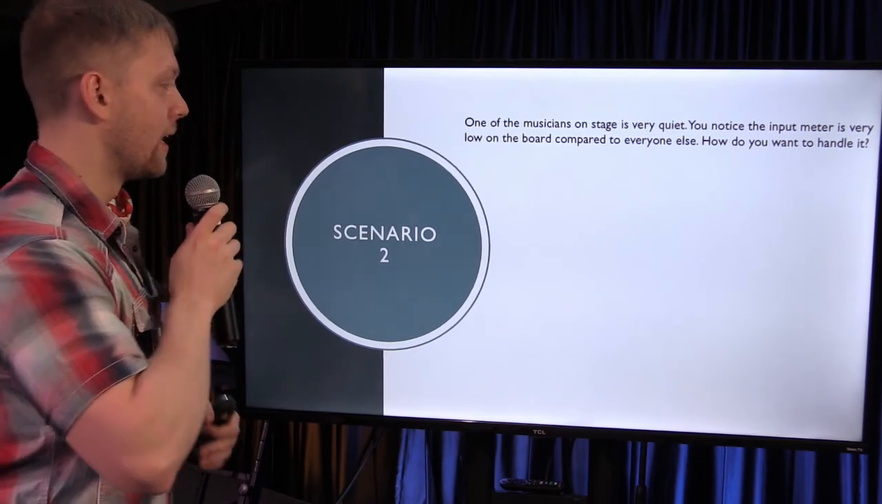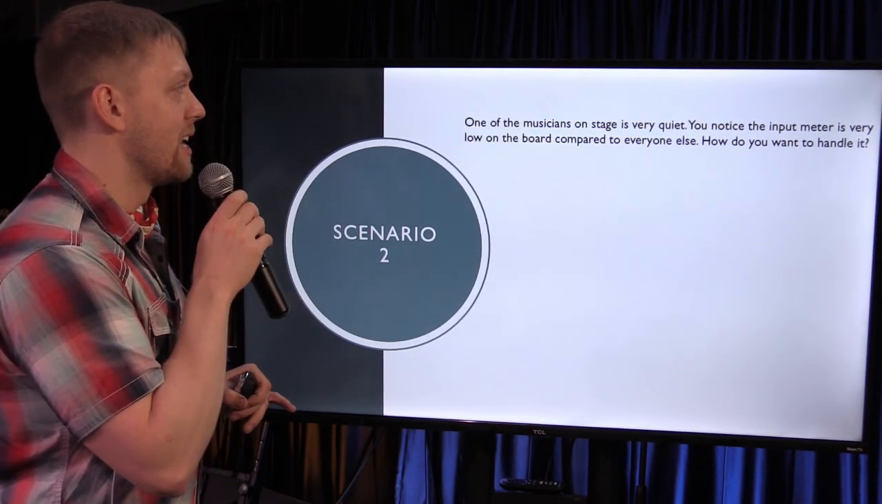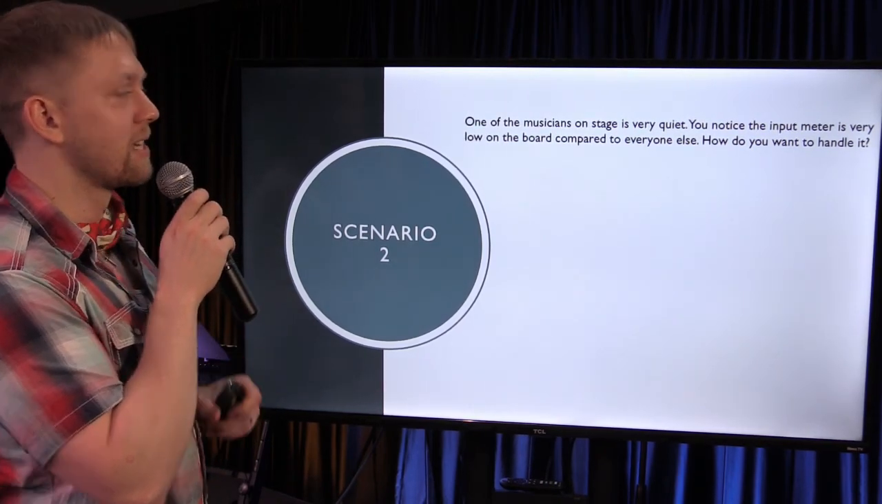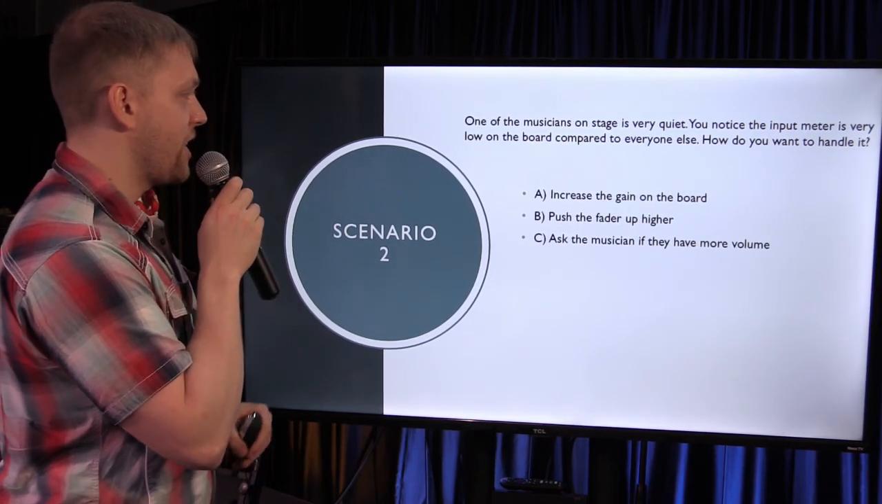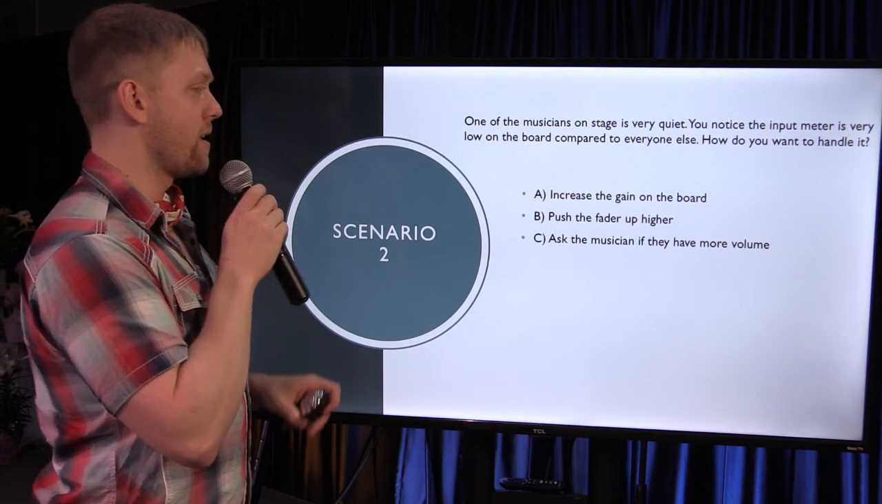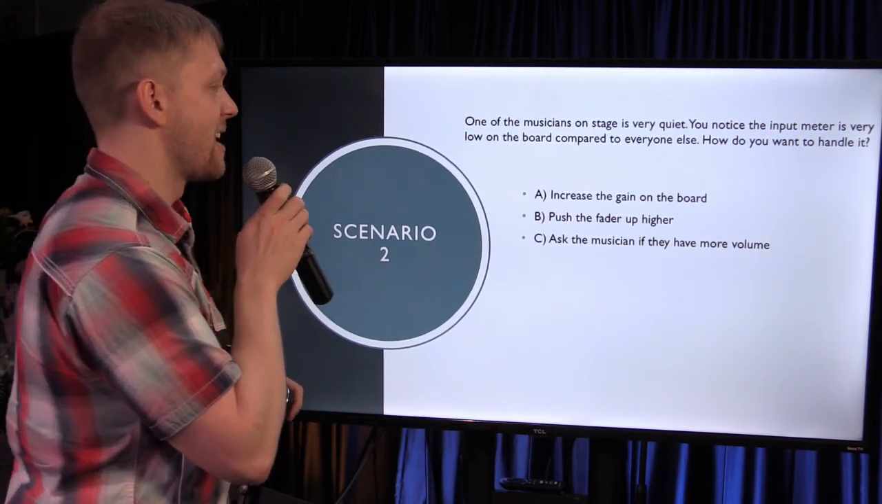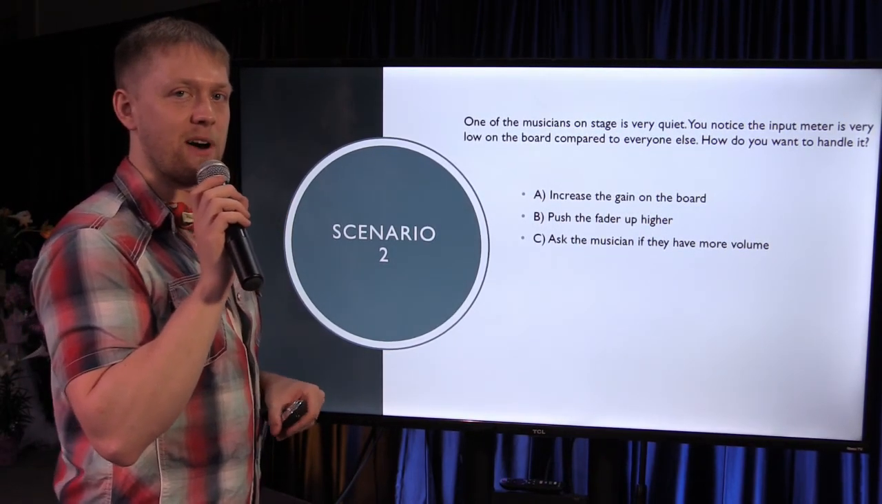All right. Scenario number 2. One of the musicians on stage is very quiet. You notice the input meter is very low on the board compared to everyone else. How do you want to handle it? Option A, increase the gain on the board. Option B, push the fader up higher. Option C, ask the musician if they have more volume. Take a second, think about it.